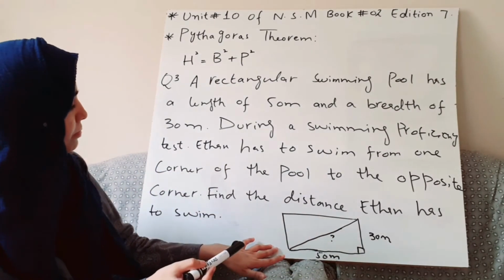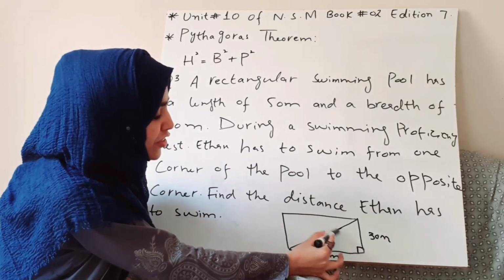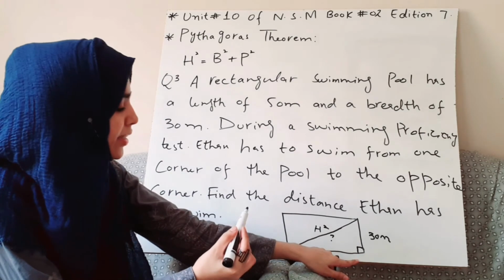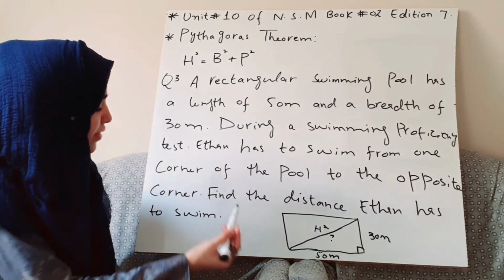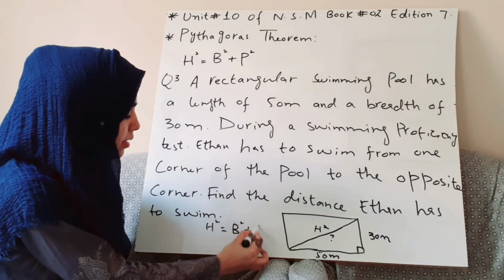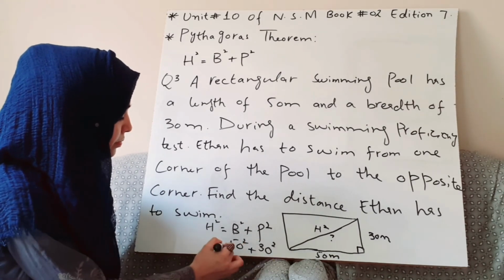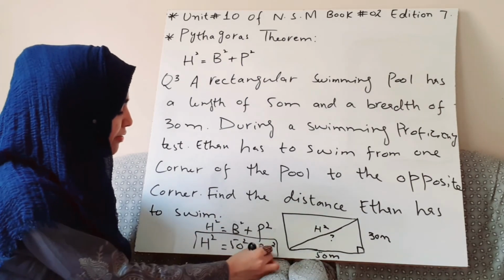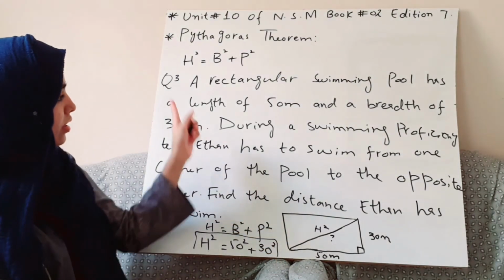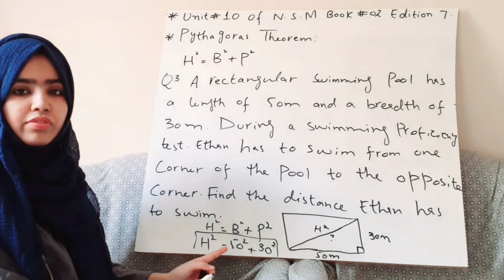And you can see here it is a right angle triangle, and the side opposite to the right angle is the hypotenuse. We are given this perpendicular, 30 meter, and this breadth, 50 meter. We can use the Pythagoras theorem: hypotenuse square equals base square plus perpendicular square. By putting in 50 square plus 30 square and solving it, we will find the length which Ethan has to swim. Got it? So read the statement, then draw the figure and then find. Hope you can solve from here.